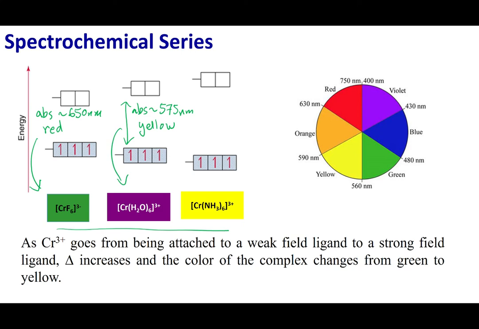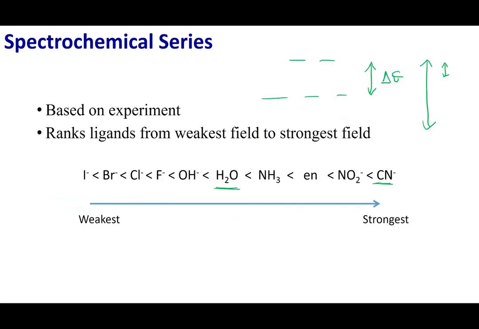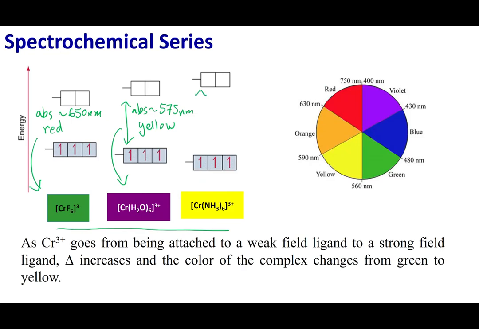And then finally, we have ammonia as our ligand. Now, ammonia is an even bigger splitter than water. And so that means the splitting is going to go ahead and increase. That means the energy of light that this is going to absorb is going to be greater. And let's say that this one absorbs wavelengths around 415. This corresponds to an absorbance of purple light. So if it absorbs purple, it will look like its complementary color of yellow.